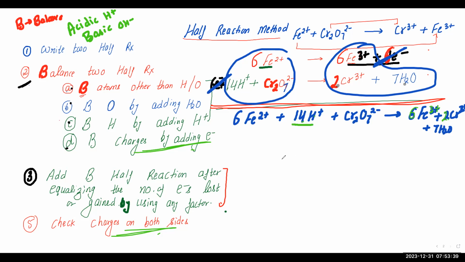So when they will give you an equation, they will say balance this equation in acidic condition. But they can also say balance this equation in basic condition. Then what should I do? Follow the same method which I have given up to 5. Then write down one more rule, 6th rule.